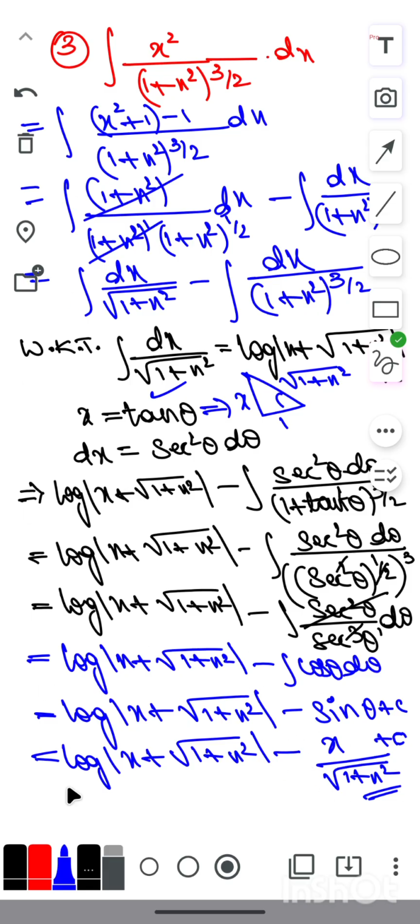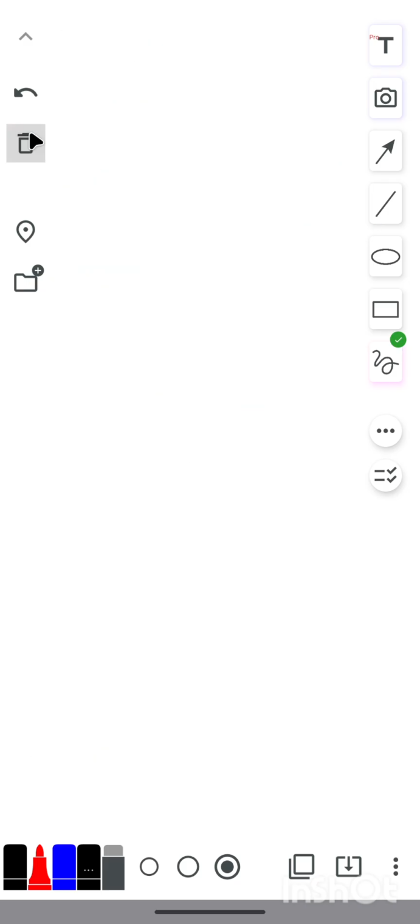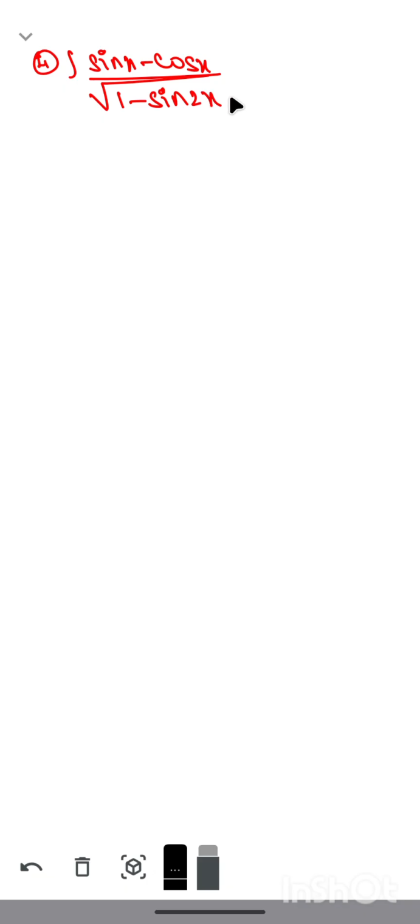Let us move on to the next question, that is question number 4. Here the fourth question is the integration of sin x minus cos x, the whole divided by root of 1 minus sin 2x, into e to the power sin x, into cos x dx. This is the given question.